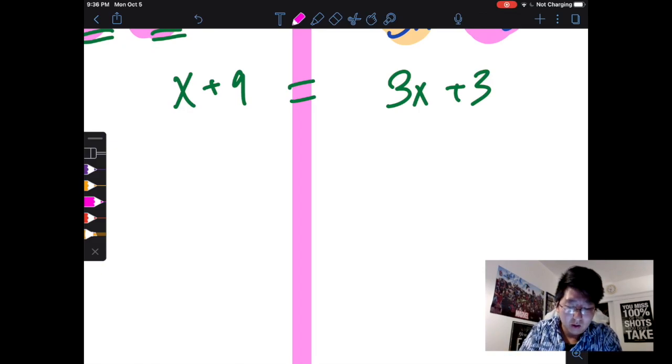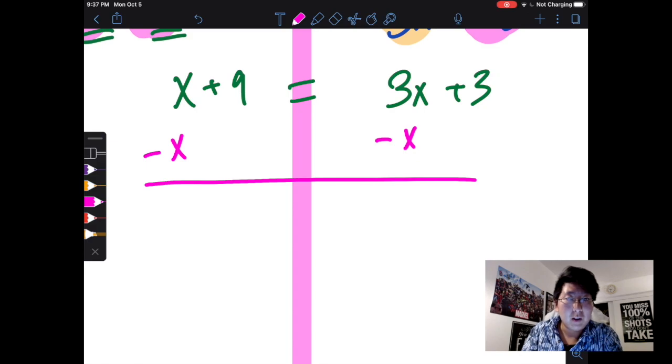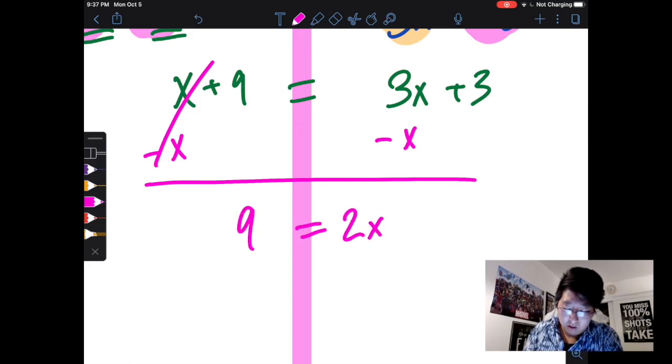So we'll look at which side has fewer number of x's. And technically it's like creating zeros. This left side has 1x. I'm going to subtract 1x from both sides. Remember, if I do something on one side, I have to do it on the other. So we'll subtract x from both sides. 9 equals 2x plus 3.